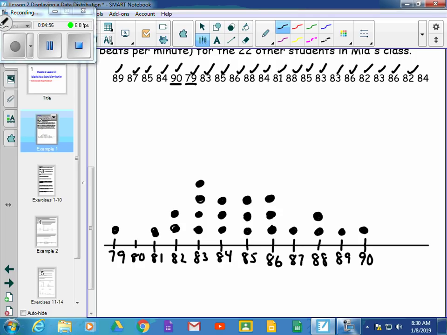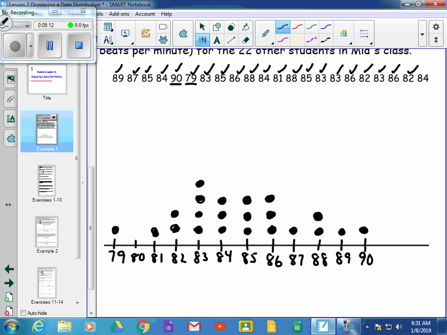So we can say that one person had a heart rate of 79 beats per minute. One person had a heart rate of 81 beats per minute. Two people had heart rates of 82 beats per minute, so on and so forth.